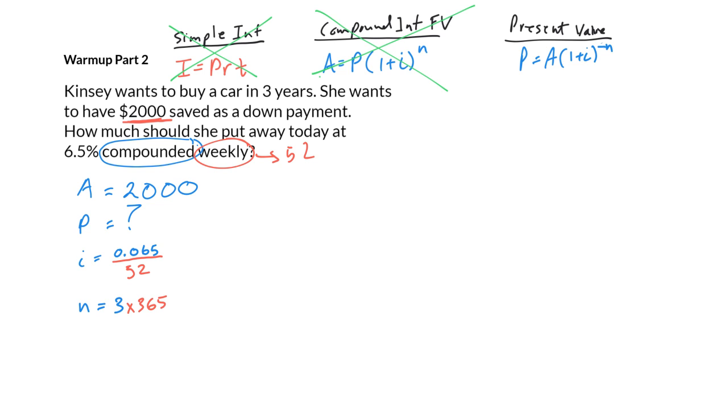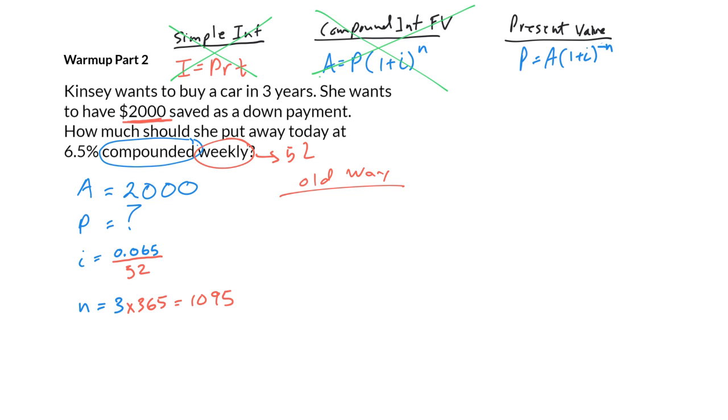Now, I'm going to show you how you can do this on your calculator really nicely, where you don't have to find the decimal of 0.065 divided by 52. We just plug it in. And we have 3 times 52. Let's just get that calculation really quick. And so we end up with 156 for 3 times 52. And remember, we're going to actually leave that i value as a fraction in our calculation.